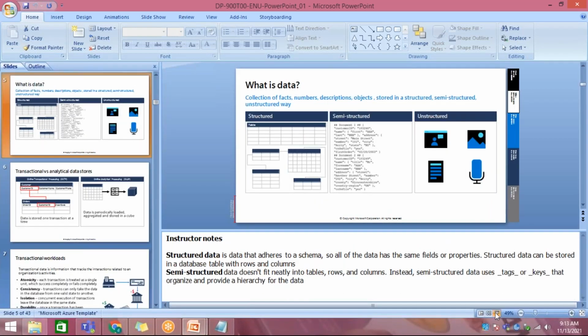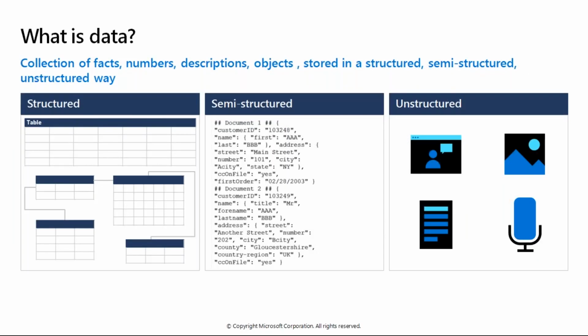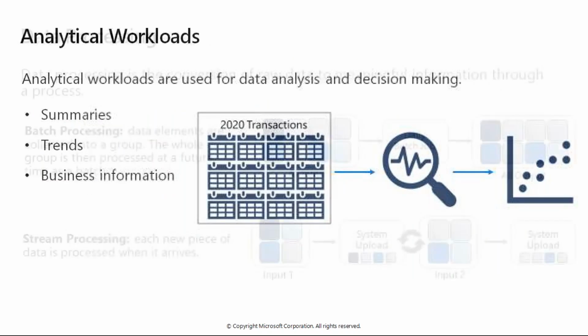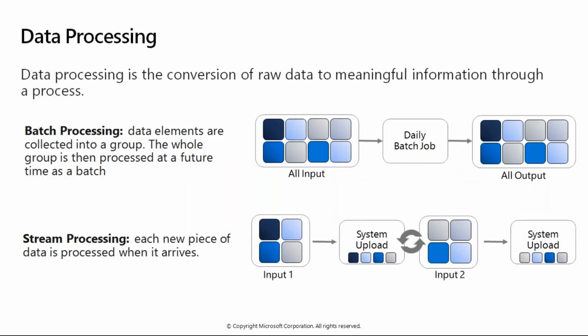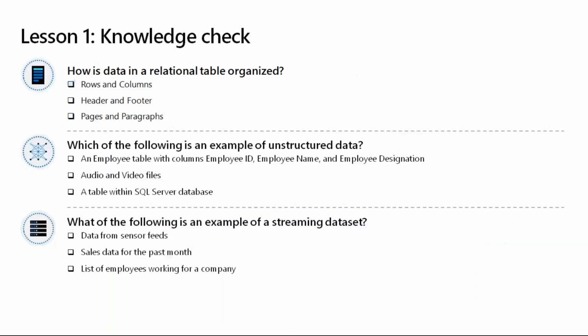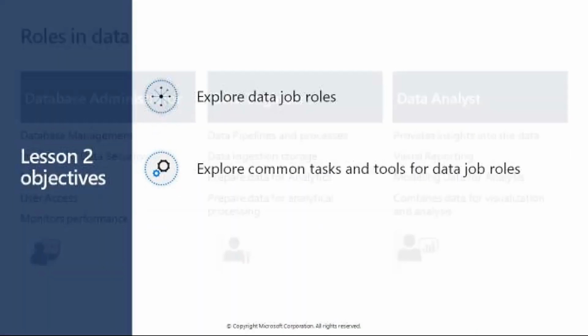So, a collection of facts, numbers, descriptions, objects stored as structured, semi-structured, and unstructured data. Structured you put in tables; semi-structured you have like this; unstructured, where do you put all of these? Another thing is transactional OLTP. There is also batch processing of data: how do you process, batch processing, streaming processing. All of these would be there, and we will see how you are going to do this.